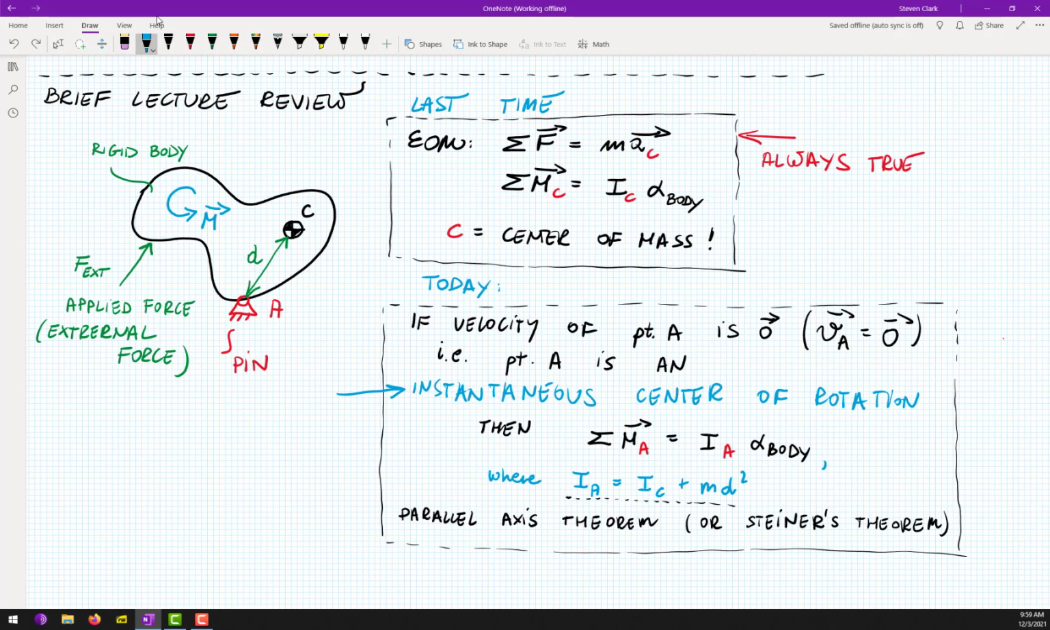So what do we have in here? Instead of taking the sum of moments about C, you can take the sum of moments about the instantaneous center of rotation, MA, yes? And then this will be equal to IA alpha body, where IA is the moment of inertia about that instantaneous center of rotation. You can find it using the parallel axis theorem, or in some countries it is also called Steiner's theorem. For example, in Germany, yes, Anna, it is called Steiner's theorem.